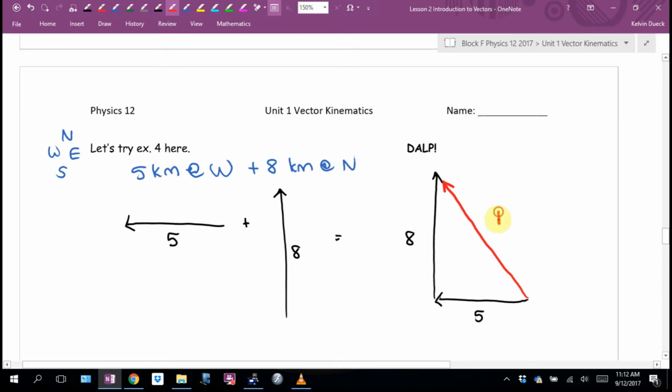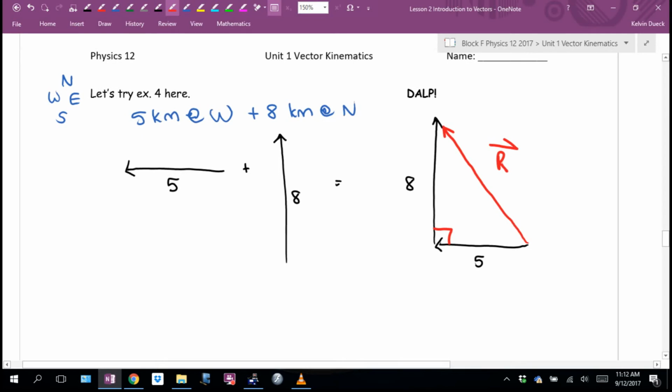I'll call this capital R for resultant, and you may notice we have just drawn what shape? More specifically, what type of a triangle? A right-angled triangle. In other words, Pythagoras and trig. Okay? This is how you add directions together. You draw them tip to tail, and you find the resultant.